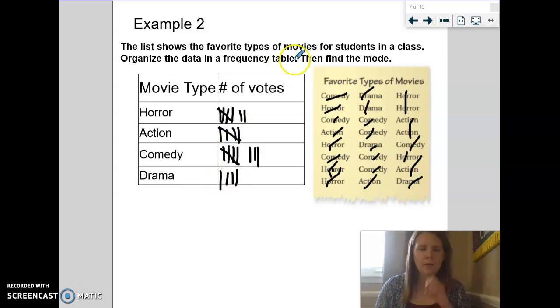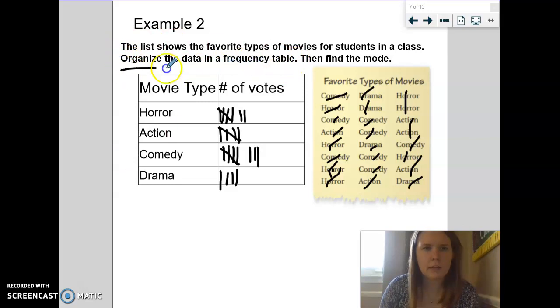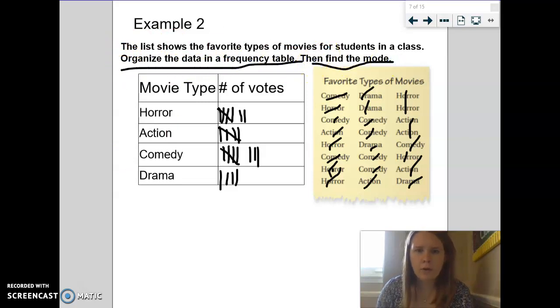All right, so once we've got that, because it wanted us to organize the data in a frequency table, the last thing is to find the mode. So what number or what vote showed up the most? Modes can also be without numbered data. So in this case, the one that had the most votes would be comedy. That's the one I saw the most.